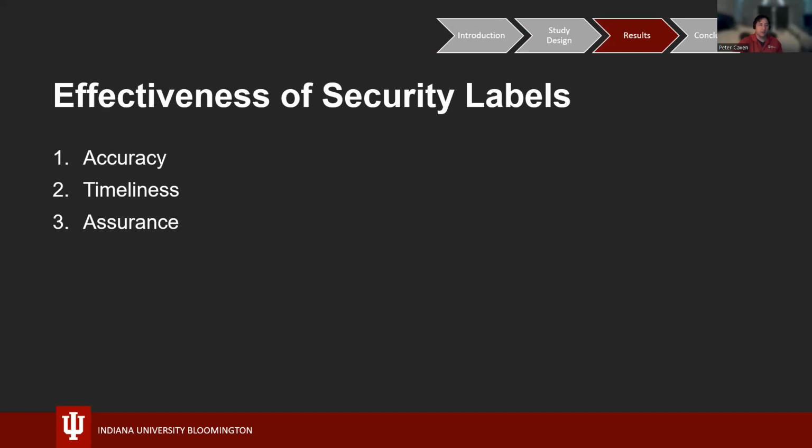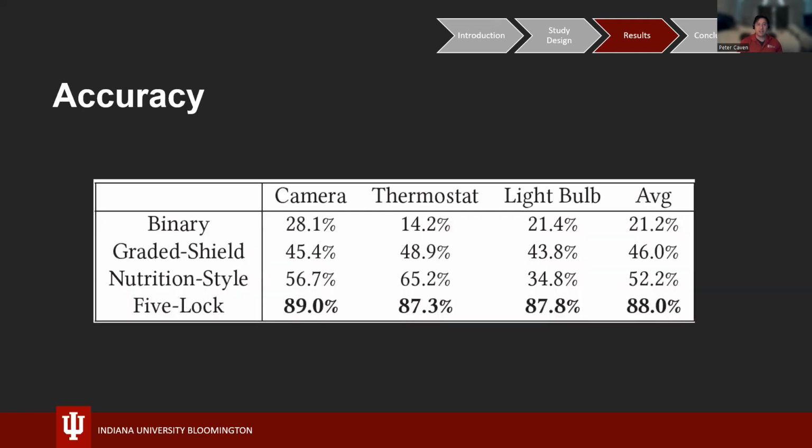So at their core, labels are designed to help consumers make more informed decisions. If they fail to do this, they're not really that effective. We define label effectiveness by their accuracy in the most secure selection, the speed at which they can make that selection, and the perceived security assurances of a given label. So first, we're going to look at accuracy.